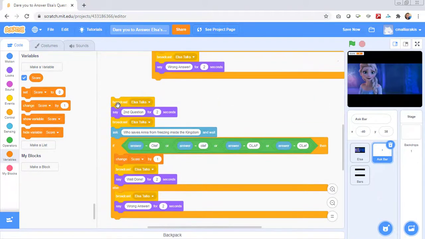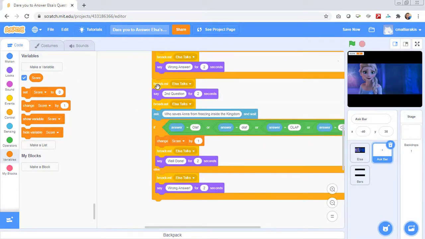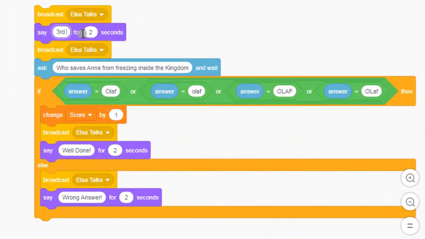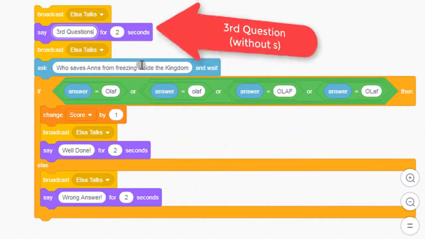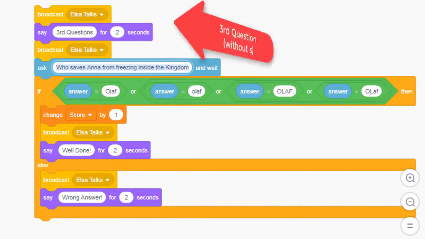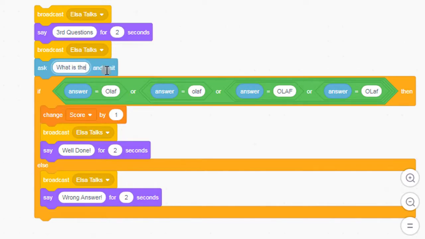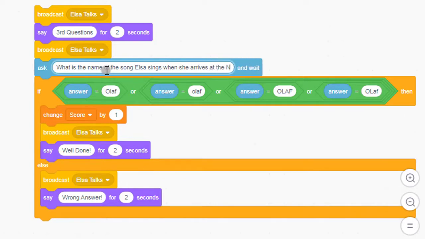I will take this block. I will go here. Okay. Now I have the first question, the second question. Let's create the third question. The third question is, what is the name of the song Elsa sings when she arrives at the North Mountain?